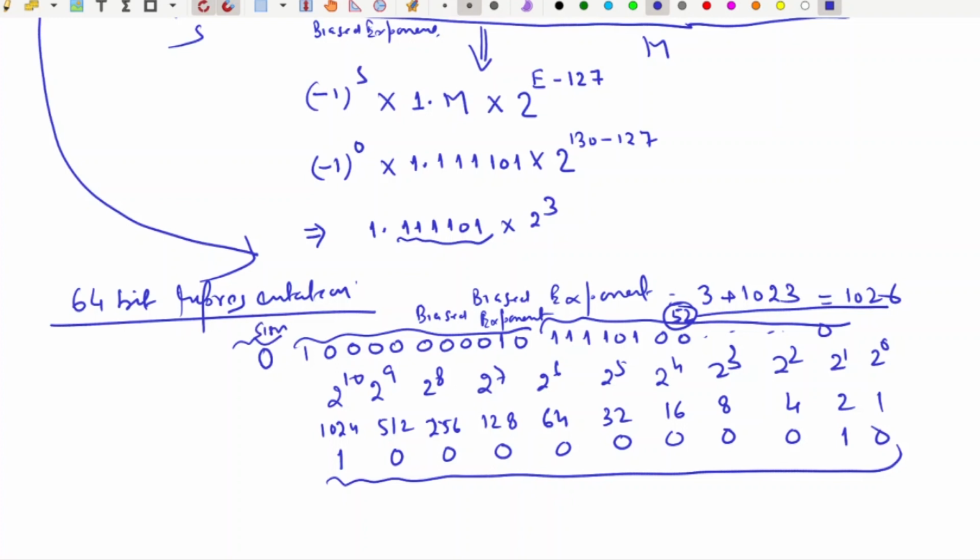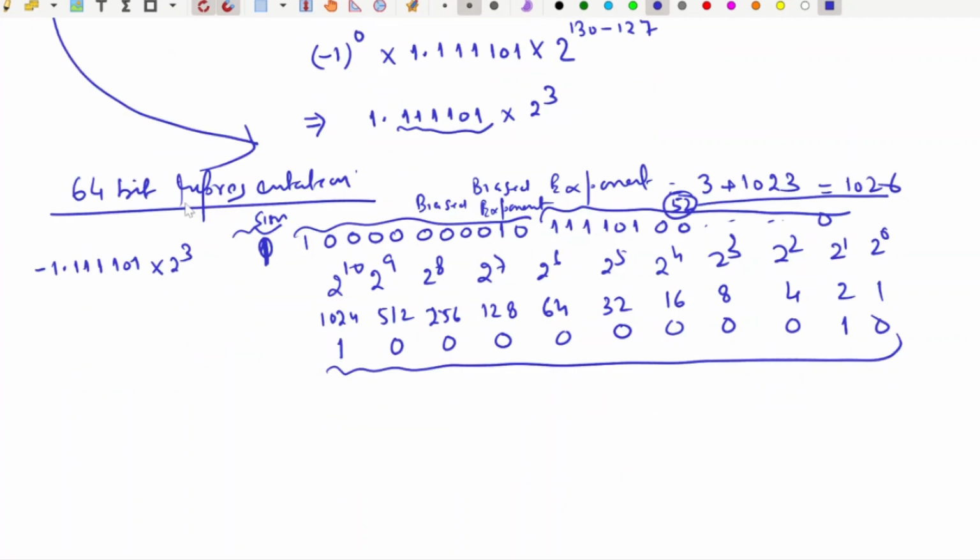Suppose this number is a negative number. How do we represent it? Minus 1.111101 multiplied by 2 to the power 3. This is simply represented like this, except the sign bit is 1, which represents that the number is negative, and then the rest is written the same.